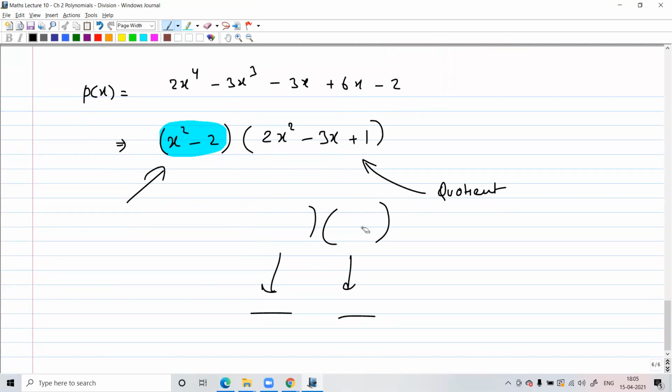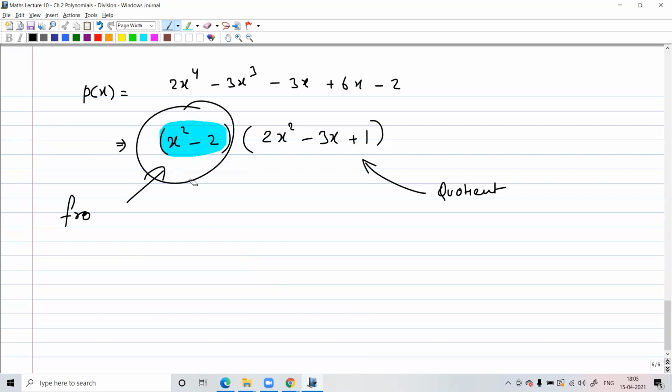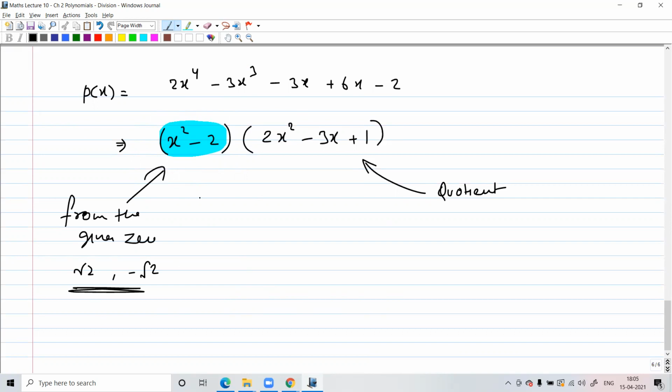So I will do that for you. You people also follow this, who would not understand. Okay. So to complete what I was saying, x square minus 2 has come from the given zeros, which were root 2 and minus root 2. This helped us to find this x square minus 2. And then we divided it and we got a quotient. That is our second factor.